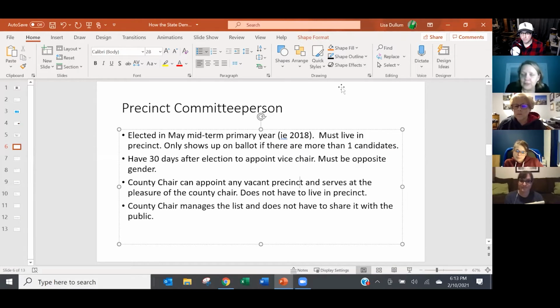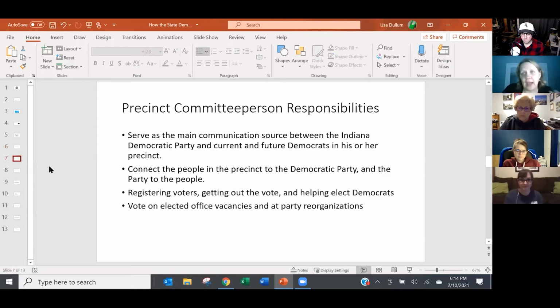The other thing about the precinct chair, and this is something that I've been working with a group around the state on, is the county chair manages the precinct chair list and does not have to share it with the public. And I'll talk about that just a little bit more. But the precinct chairs are the people that elect vacancies, and those people's names do not have to be shared with the public. So I'm working with a group of people to try to change that around the state, but we'll see.